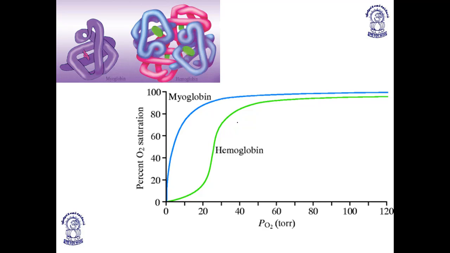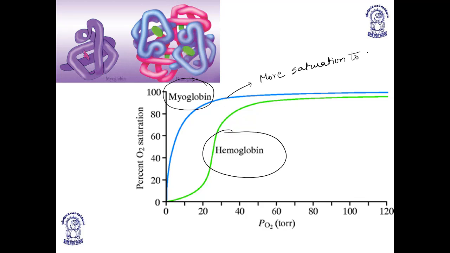You can see in comparison to hemoglobin, myoglobin is more saturated to oxygen. The percentage saturation of myoglobin is more in comparison to hemoglobin towards oxygen. This is the three-dimensional molecular structure, quaternary or tertiary molecular structure of myoglobin, and this is for hemoglobin.